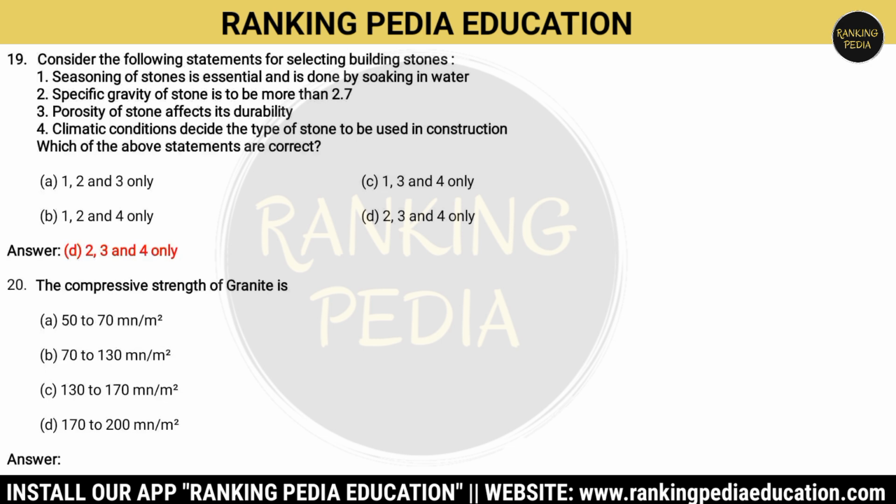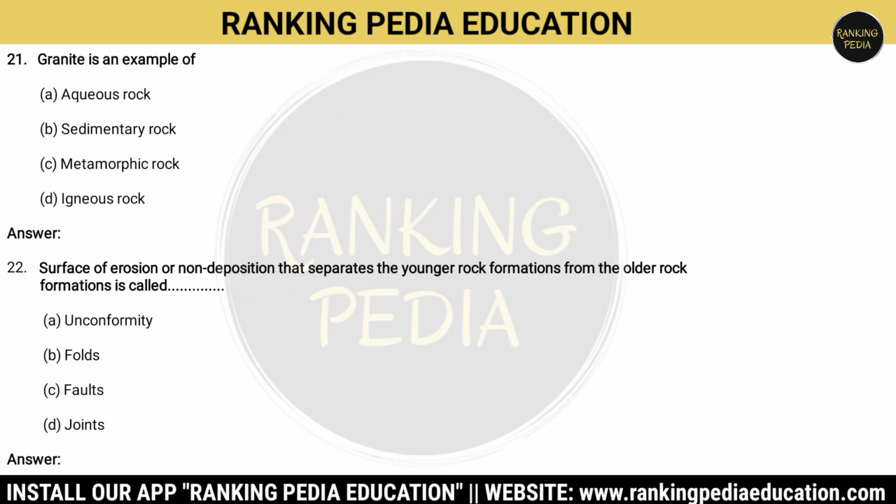Next question, the compressive strength of granite is. So you have to answer this. Options are 50 to 70 MN per m square, 70 to 130, or 130 to 170, or 170 to 200. So compressive strength of granite is what? 70 to 130. Option number B is correct. Next question is, granite is an example of. Options are aqueous rocks, sedimentary rocks, metamorphic rocks, or igneous rocks. So granite is an example of what? Igneous rocks. Option number D is correct.